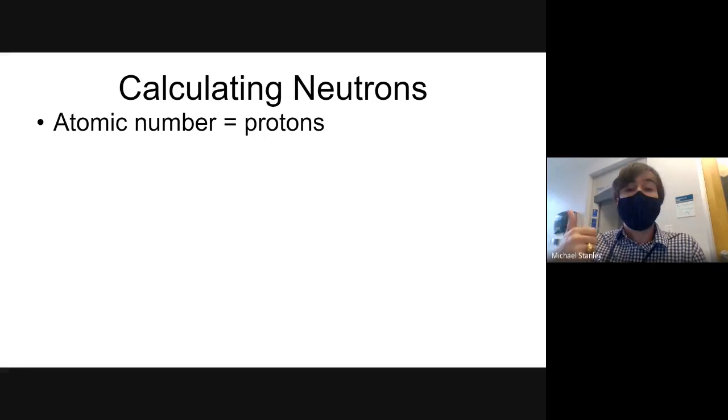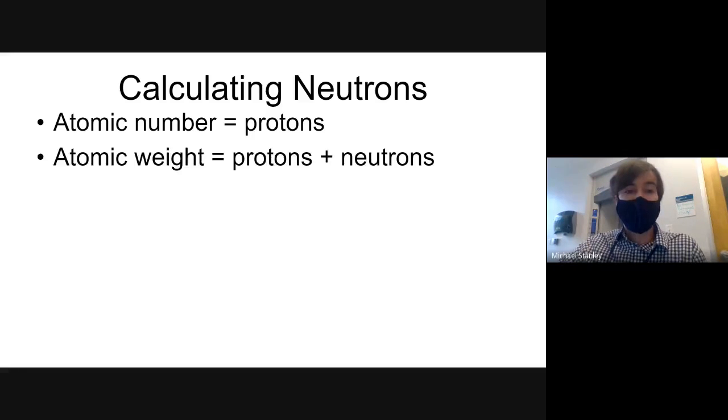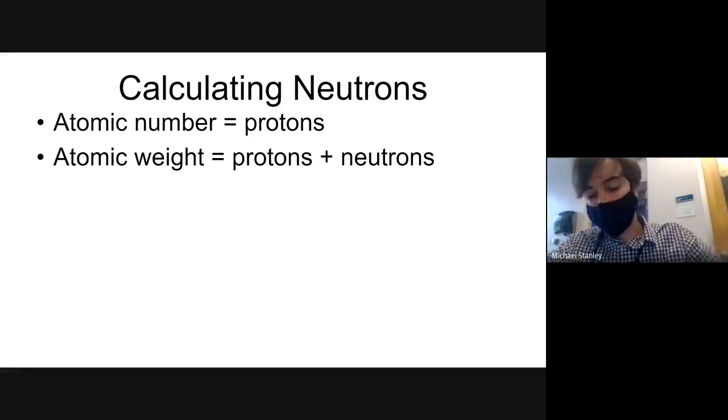So we know our protons are the atomic number. That's pretty straightforward. Whatever the atomic number is, that's how many protons there are. And if you remember from a couple slides ago, I mentioned that the atomic weight of the atom is the protons and neutrons combined together. So if you take your protons and your neutrons and add them together, you get the atomic weight.